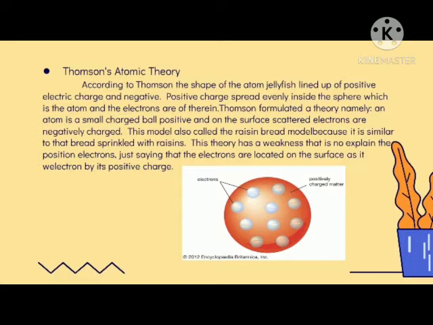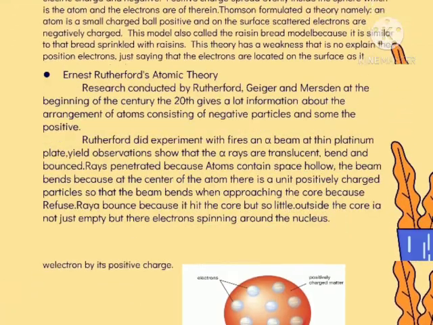This model is also called the raisin-bread model because it is like bread sprinkled with raisins. The theory has a weakness in that it does not explain the position of the electrons, saying only that the electrons are located on the surface as they are pulled by the positive charge.